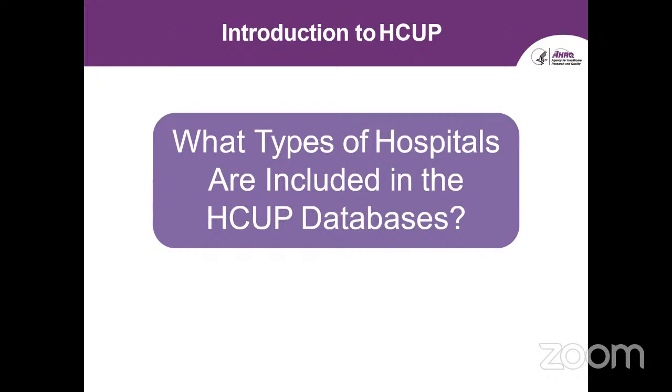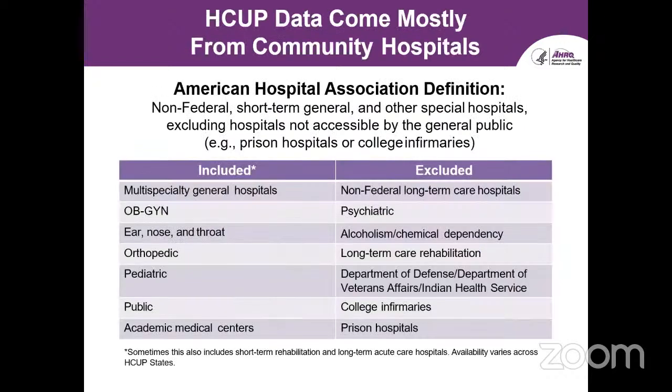So the hospitals included in the HCUP database are mostly the community hospitals, which constitute 85% of the healthcare system in the United States. As we can see here in the table, the included hospitals include the multi-specialty general hospitals, OB/GYN centers, ENT hospitals, orthopedic hospitals, pediatric hospitals, and public and academic medical centers.